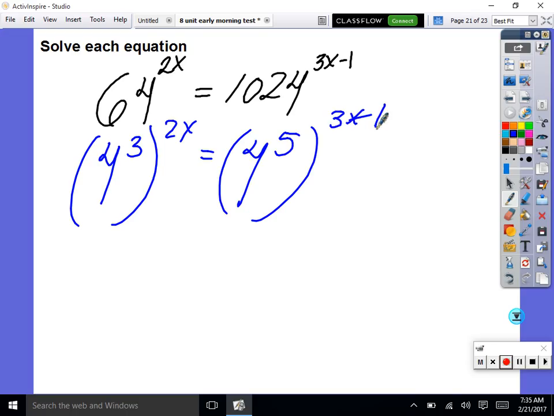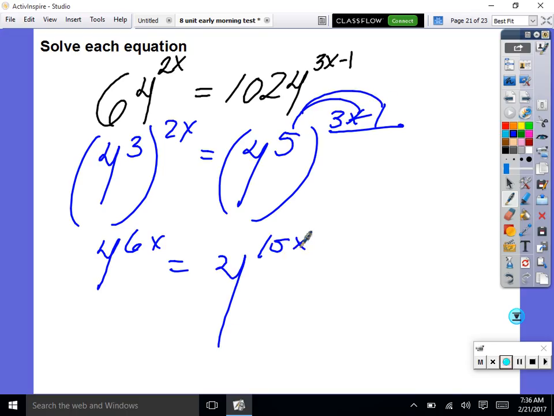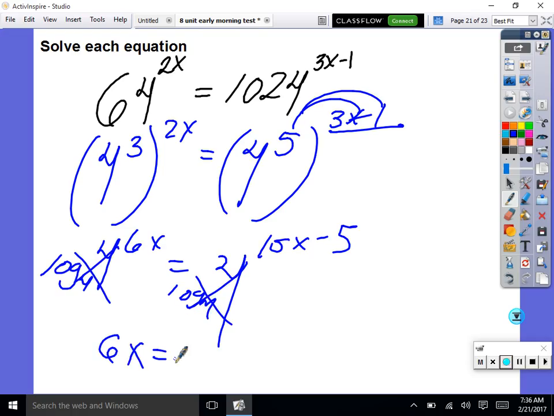So then that's really 4 to the 6x, right? Now this is where people are messing up. It's 5 times all of that. So that would be 15x minus 5. So 4 to the 15x, they forget to distribute, minus 5. So now we would log base 4 both sides. So now that undoes that, that undoes that. So our equation is now linear. 6x equals 15x minus 5. So combine your x's and solve. Does everybody get what I'm saying?